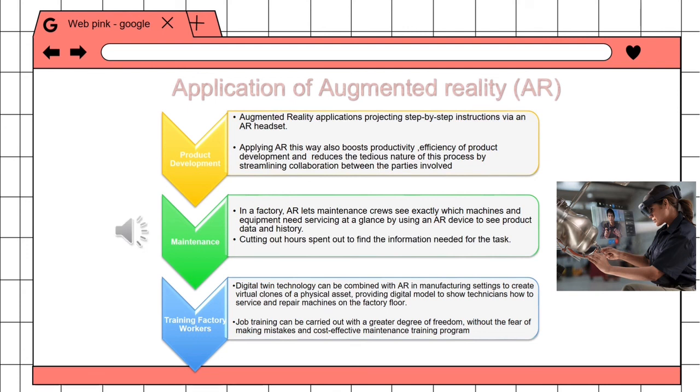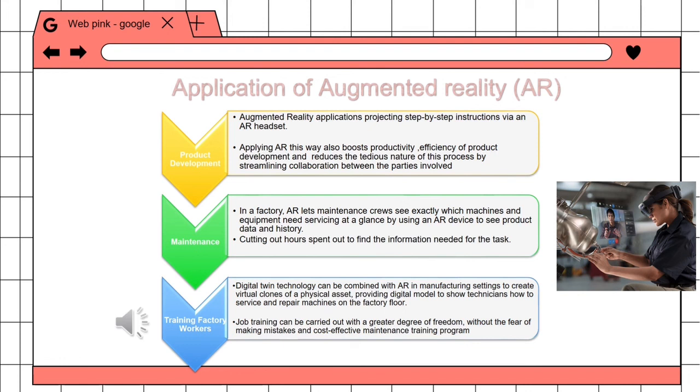In maintenance, augmented reality can also be used to maintain and repair equipment. Before this, they were only using a manual to pinpoint problems and implement solutions. AR lets maintenance crews see exactly which machine and equipment needs servicing at a glance by using an AR device to see product data and history. By using a tablet device or an AR headset, engineers can quickly address maintenance problems, cutting out hours spent digging out the information needed for the task.